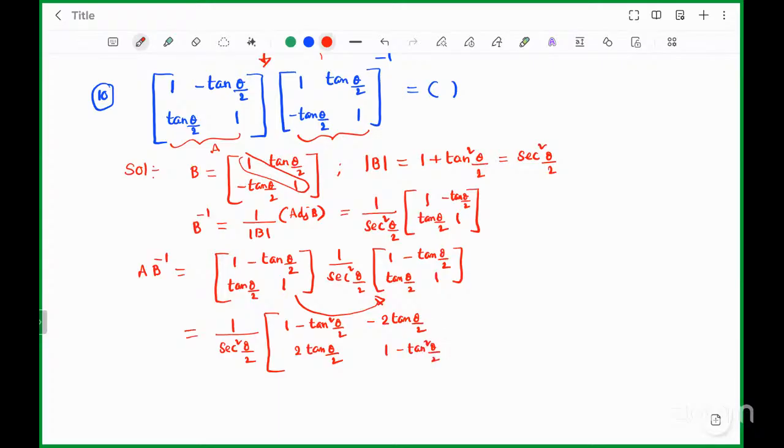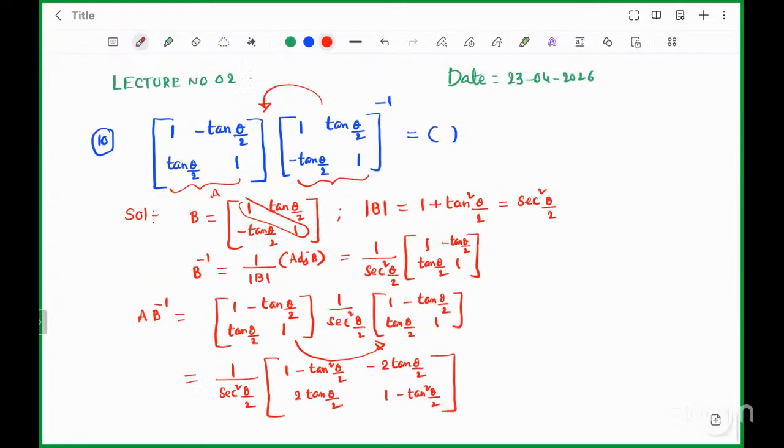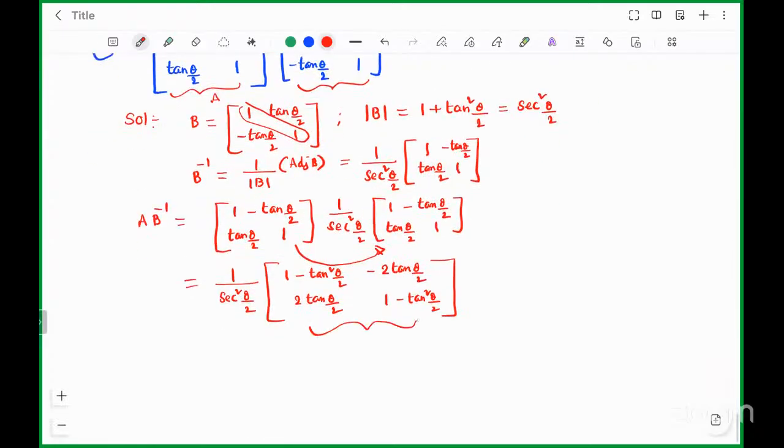So very interesting fact is that each element of this matrix is multiplied with 1 by secant square theta by 2. That we can write, secant square theta by 2 is nothing but 1 plus tan square theta by 2. So we can write 1 minus tan square theta by 2 by 1 plus tan square theta by 2. This is minus 2 tan theta by 2 by 1 plus tan square theta by 2. Are you with me? Right.